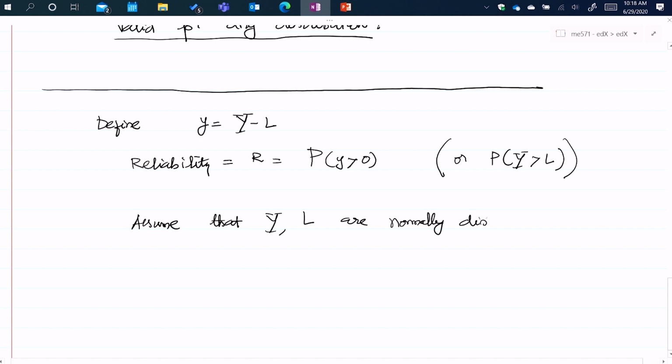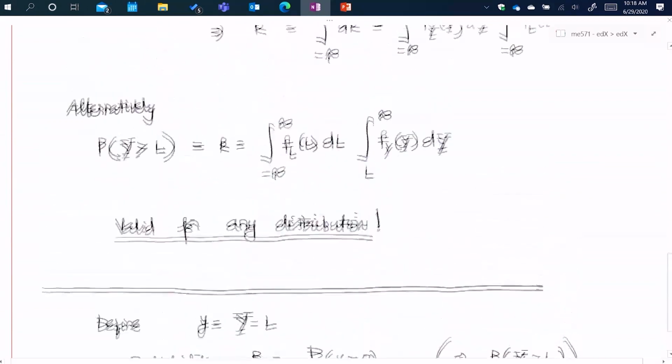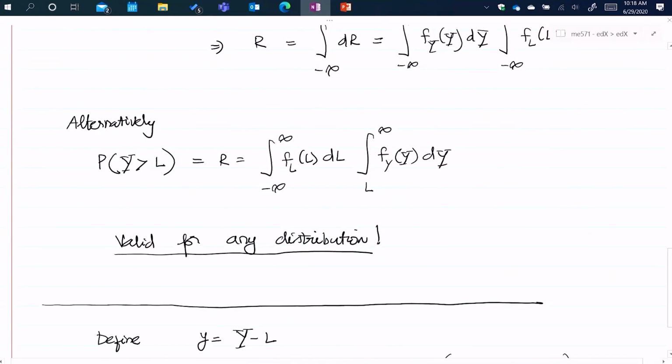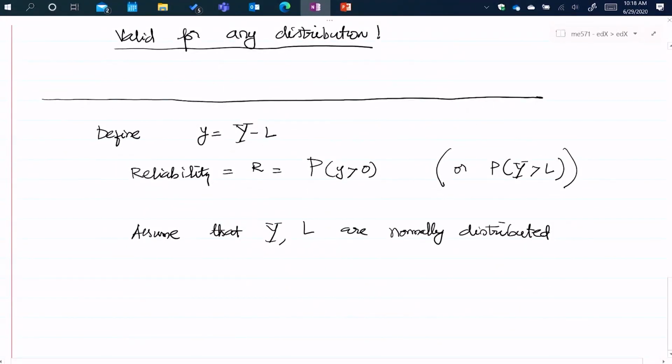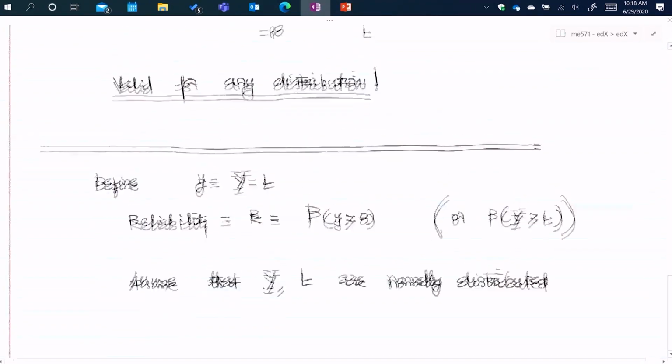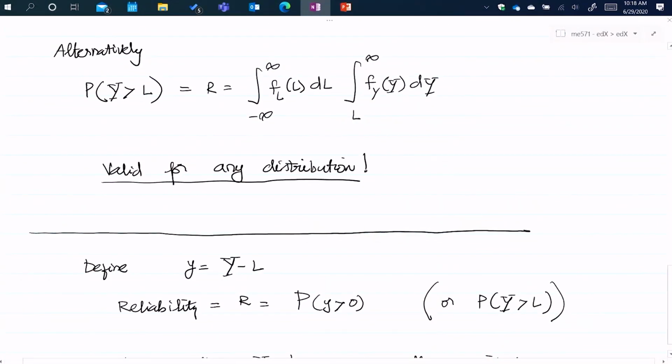Again, as I stated, this is an assumption of convenience. Otherwise, the formulae that we derived earlier are still valid, even for non-normal distributions. But in our case, let's assume them to be normally distributed, because the math becomes simpler. If you didn't assume normal distribution, you can still work out and calculate reliability, but the math becomes more involved.